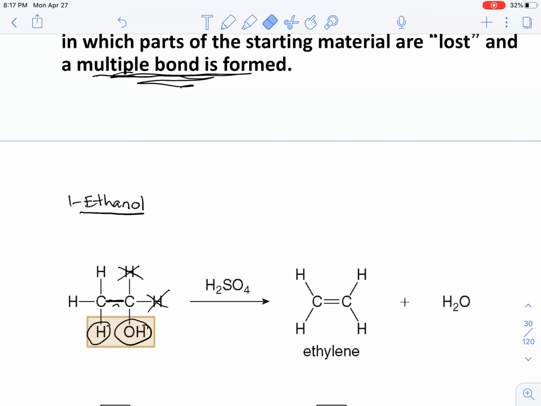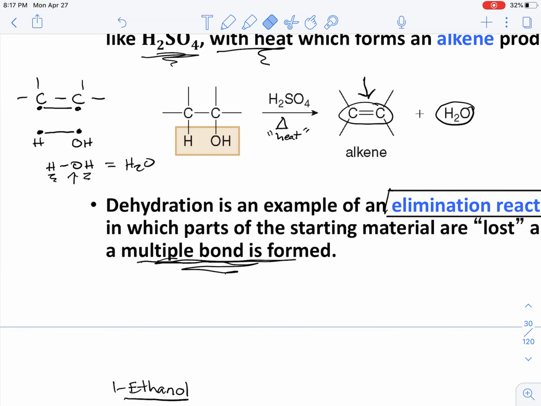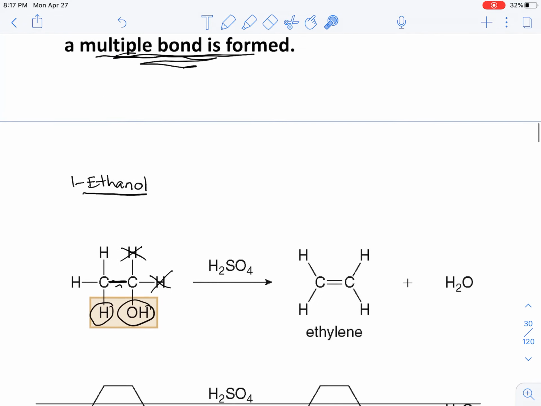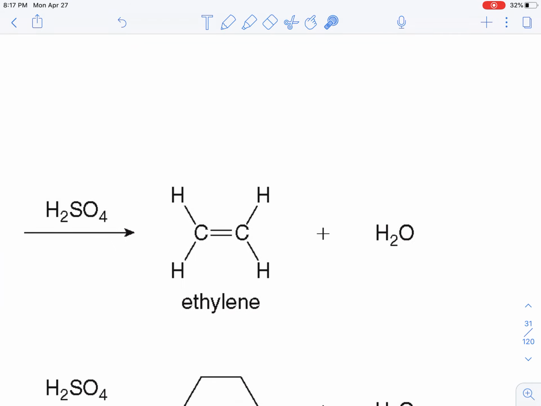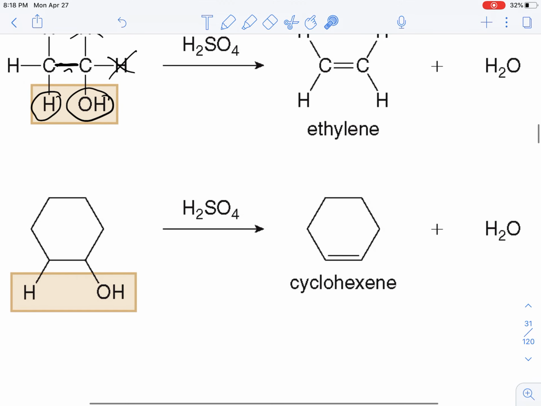Okay. And so very similar to what we discussed right above, those bonds are going to break, and new bonds are going to be formed when those electrons are shared amongst those different substances. And so overall, our product is going to be a double bond and that of water. And so here, if we're looking at cyclohexanol, we actually have two options here.